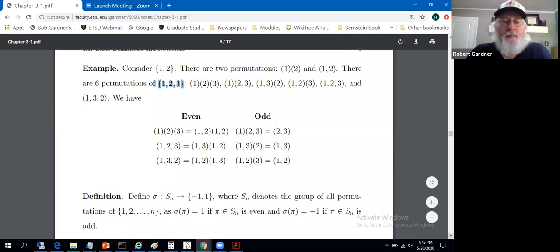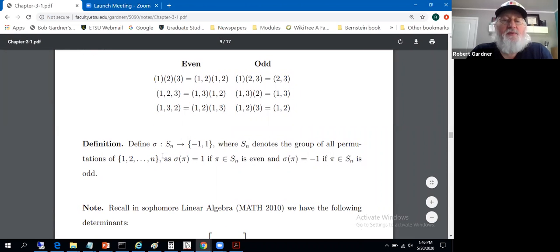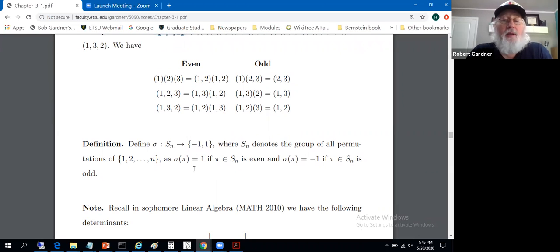Okay, so symbolically define sigma that takes these permutations, the elements of this symmetry group, and maps them into the set {-1, 1} with the following rule. If pi is an even permutation from S sub n, define sigma of pi to be 1. If pi is an odd permutation, define sigma of pi to be -1. So we're labeling the even permutations with +1s and the odd permutations with -1s in this particular mapping.